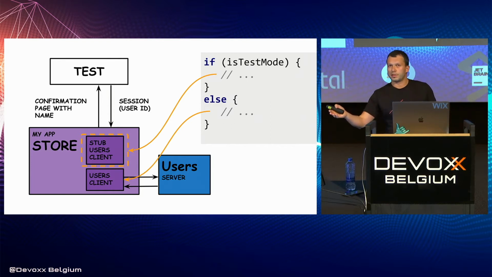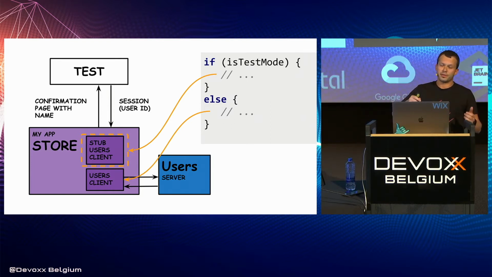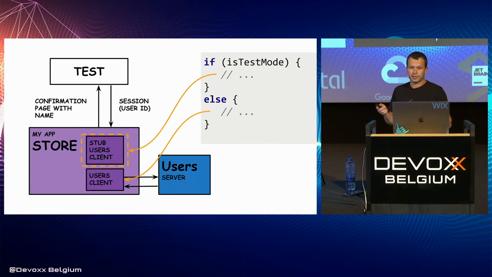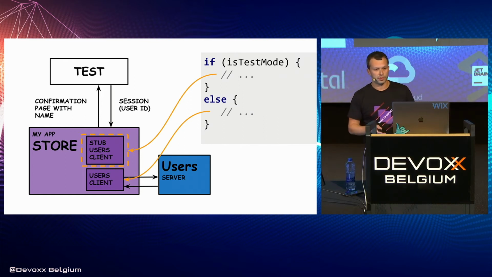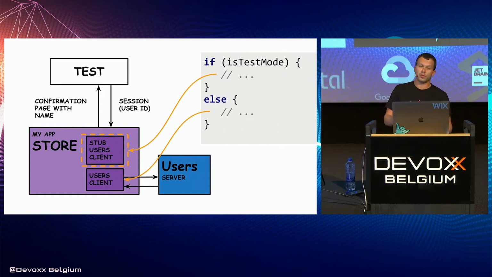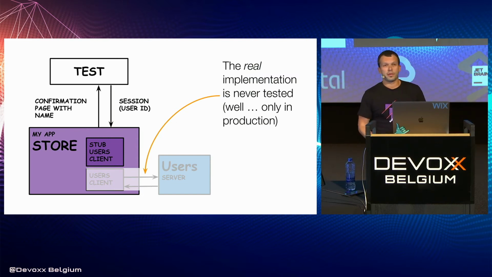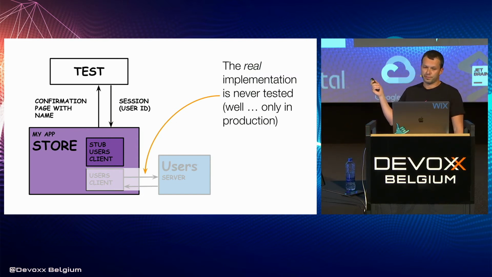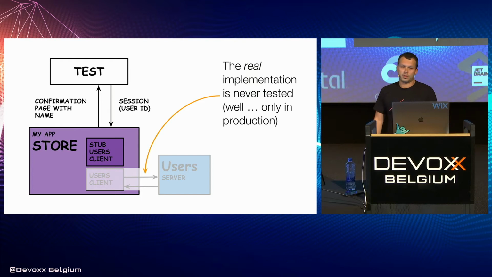And it can be this if statement, it can be some fancy dependency injection, but still, the important thing is that the application is aware whether it runs in test or in production, and we don't want this. And the reason that we don't want this is this. The real implementation is never tested. So we can't know that it will work in production.